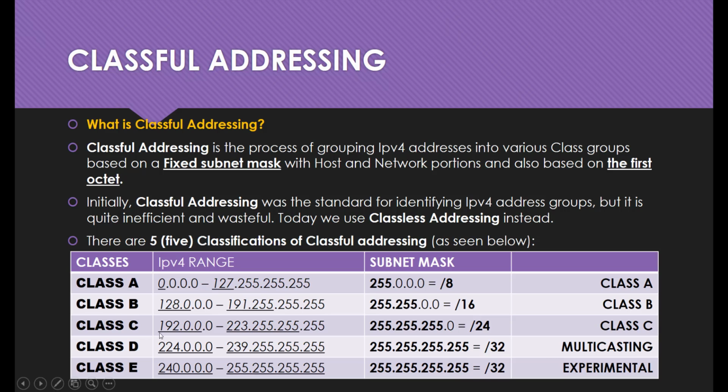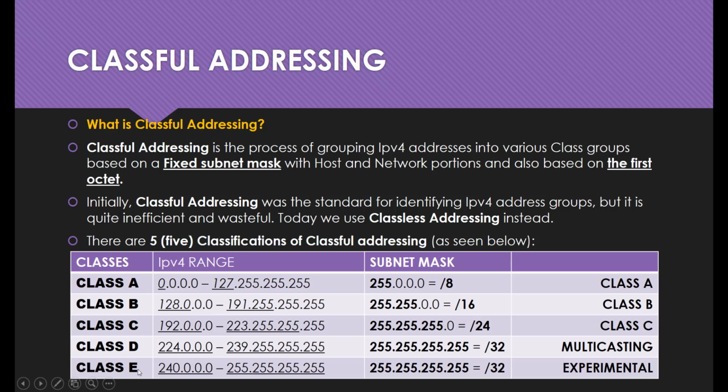And we have class C, which has the first octet of the IP address fall between 192 to 223, and we can also see the subnet mask has the first 3 octets as all ones, which means the first 3 portions of the IP address are the network portions, and we can see it here as /24, meaning that the first 24 bits are the network bits.